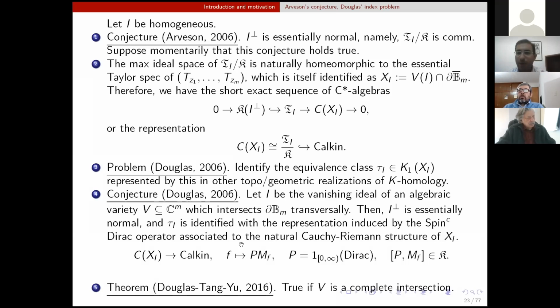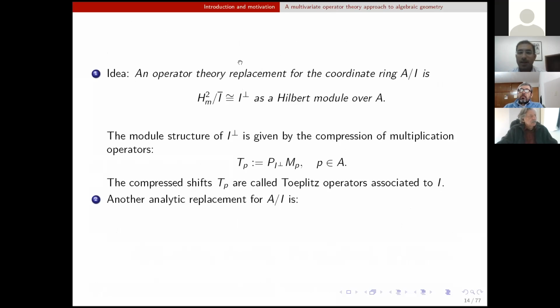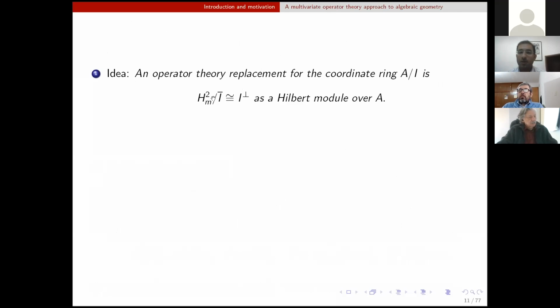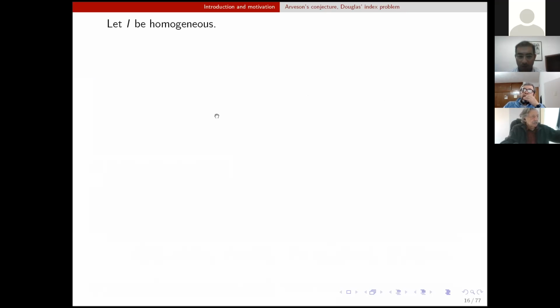Okay, so by this slide, I just wanted to convince you more or less that you can extract some geometrical information from this construction over here. So to follow my talk from now on, just remember this idea over here, that this is a reasonable expectation to have: that just by studying Toeplitz operators given by compressed shifts, compressed multiplications by polynomials, you can extract some geometrical information.